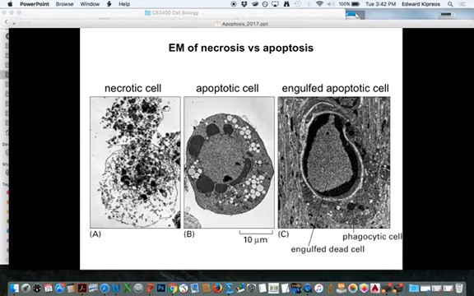All right, so here again are some pictures of a necrotic cell. You can see the cell swelled and burst. All of its contents are gone. And then the apoptotic cell, again, you've got this blebbing nuclei with condensed chromatin. And then here's an engulfed apoptotic cell. You can see it got engulfed before it started blebbing, and you've got the condensed chromatin on the nucleus. But this whole cell is inside of a larger cell.